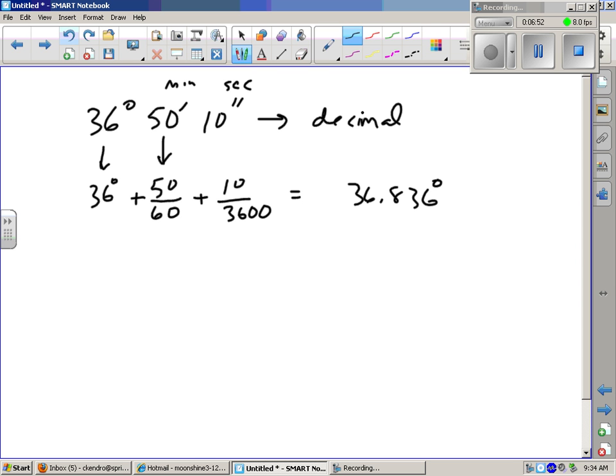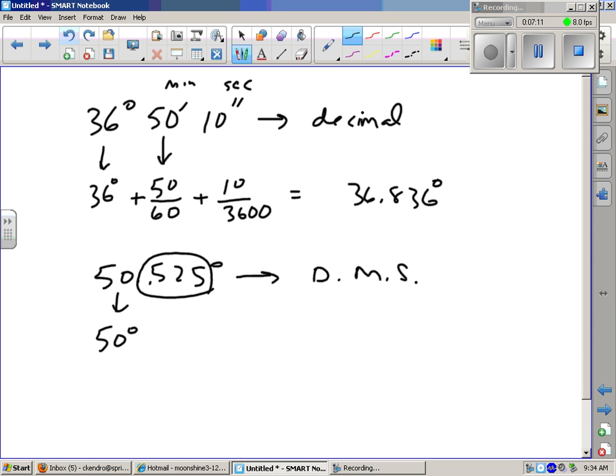Now going the other way, if I have 50.525 degrees and I want to change it to degrees, minutes, seconds, I have to kind of reverse the process. So we know that it's 50 full degrees, and we have this decimal portion. So you take your 0.525 and multiply it by 60, because up here we divided by 60, so down here we have to multiply to get back. When you do that, you get 31.5 minutes.